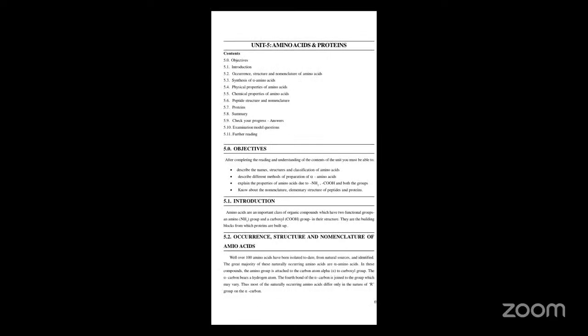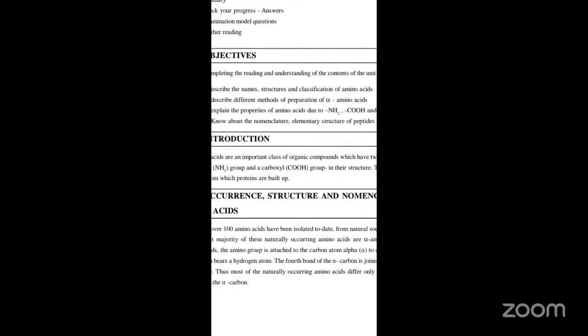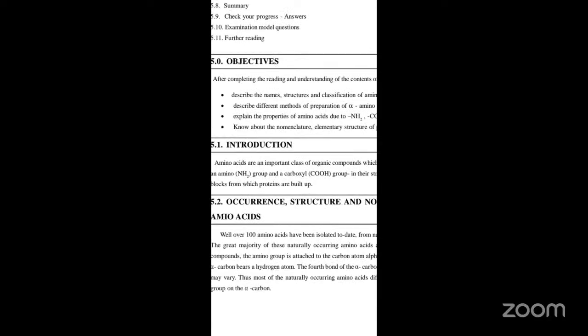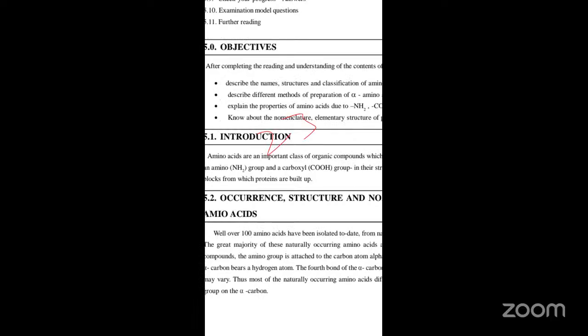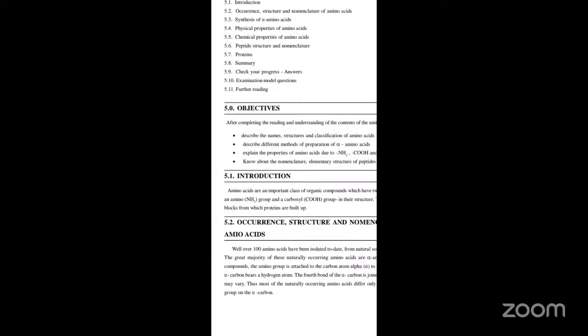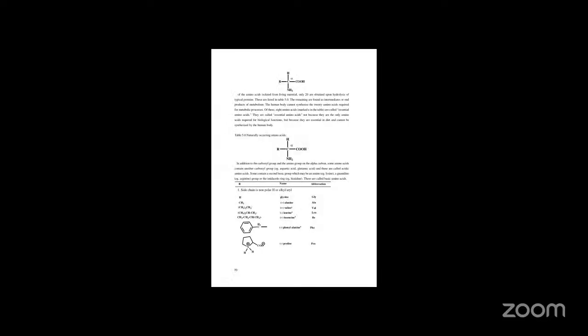And here the occurrence, structure and nomenclature of the amino acids. Generally, there are 23 natural amino acids available. And among these, we have classified these amino acids based on their structure and based on their occurrence.